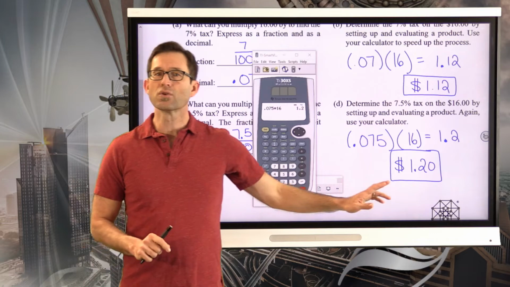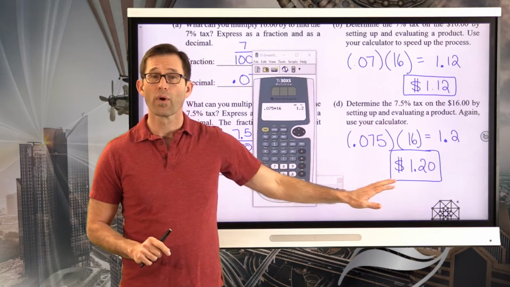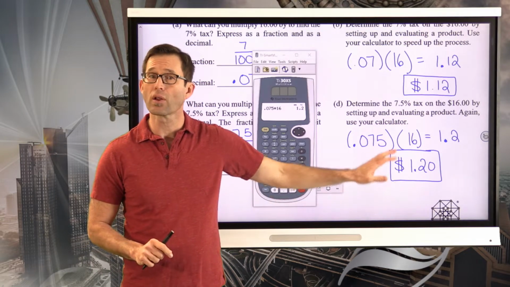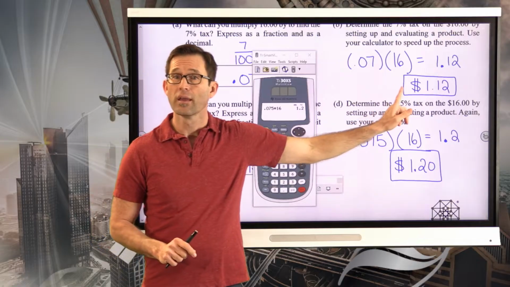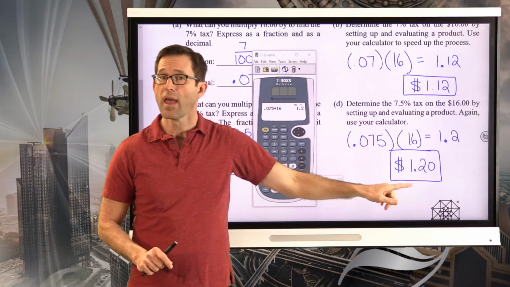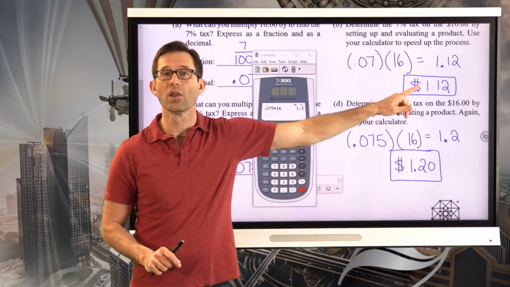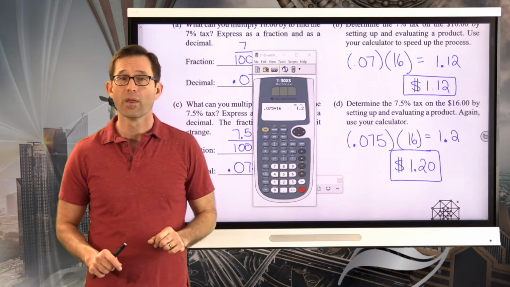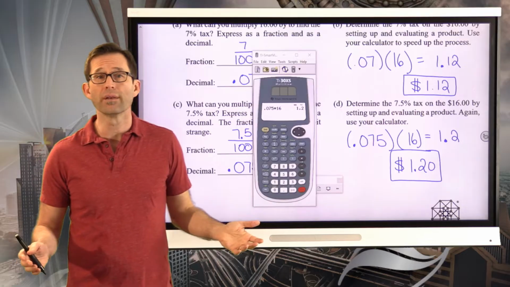By the way, this answer should seem reasonable to me, right? 7.5% should be pretty close to 7%. Here I've got $1.12, here I've got $1.20, and I feel comfortable because that's a bit larger than that one, right? But that's it. That's the whole idea, right?